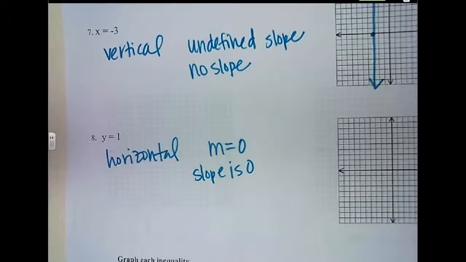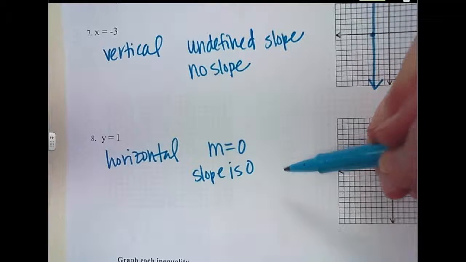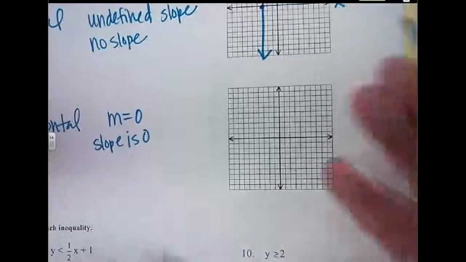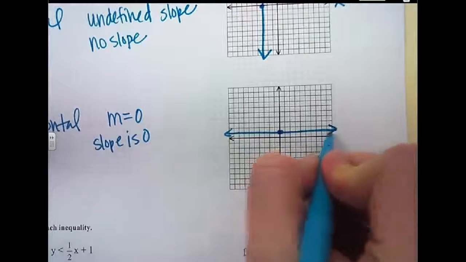On test questions, is there like a sign for undefined, or do we just get it? I would say just either one of these. Like you write no slope or none, or you could do undefined. Okay, so y equals 1. So at positive 1 on the y-axis, I'll put my point, and I have a horizontal line going through it.